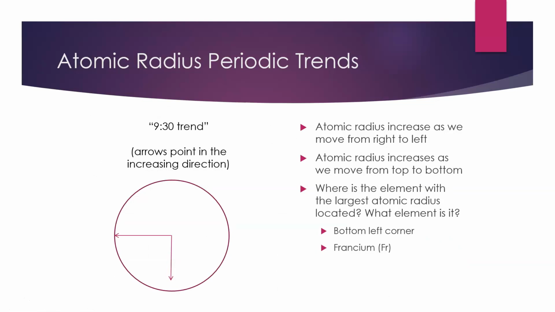I refer to atomic radius as a 9:30 trend because if you think about it with the arrows pointing in the increasing direction, it looks like a clock is reading 9:30. So we know we increase on the left side of the periodic table and we increase on the bottom of the periodic table. So once again, atomic radius increases as we move from right to left and it increases as we move from top to bottom. So where is the element with the largest atomic radius located, and what element is it? That means it's going to be in our bottom left-hand corner, and you're going to see that that is francium.